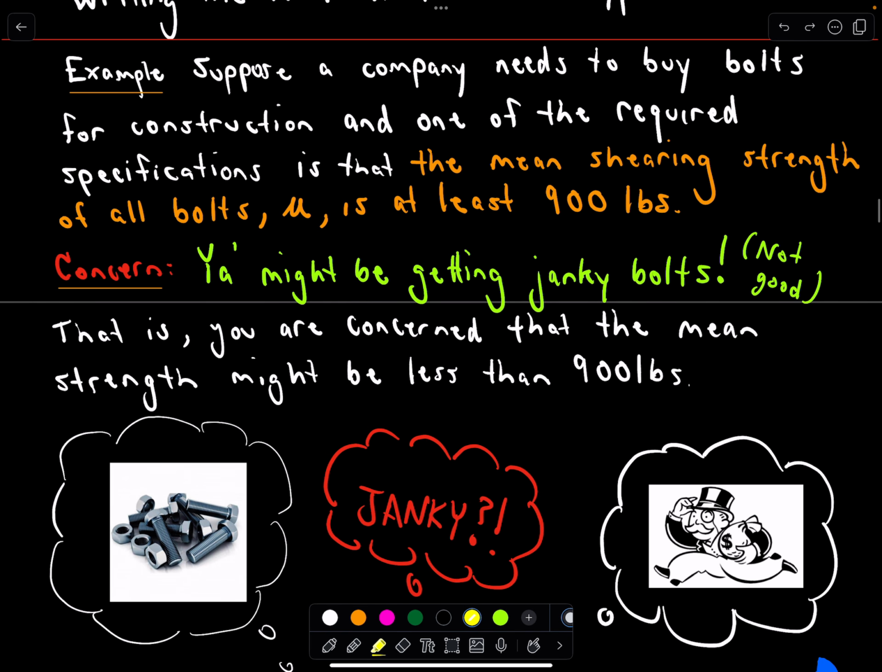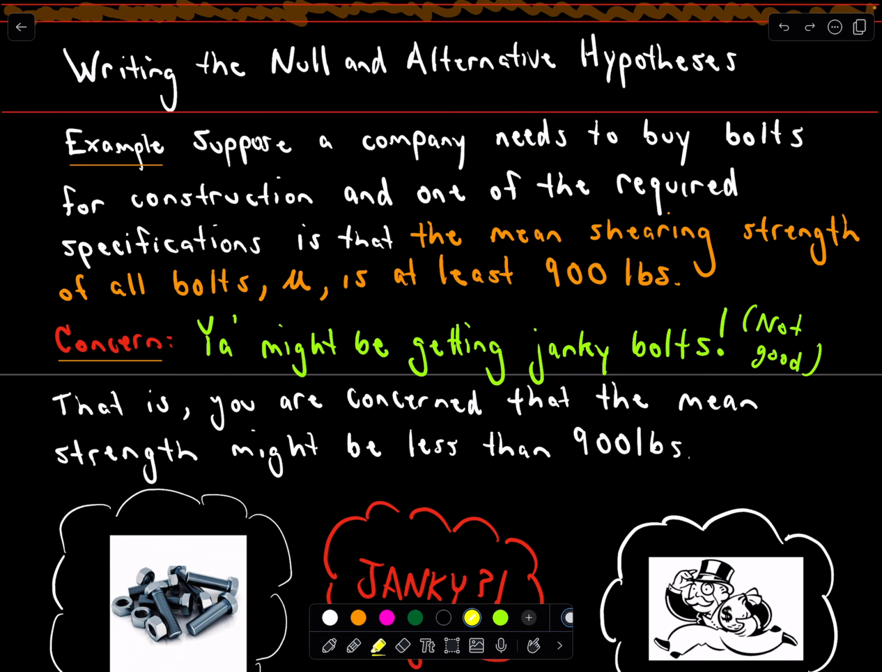So let's look at an example, and we'll look at a couple other examples as well. So maybe you work at a company, and that company needs to buy some bolts for construction, and one of the required specifications is that the mean shearing strength of all bolts, mu, is at least 900 pounds, right? You're in charge of buying these bolts. You're going to build something. They've got to be of sufficient strength. That is the idea here.